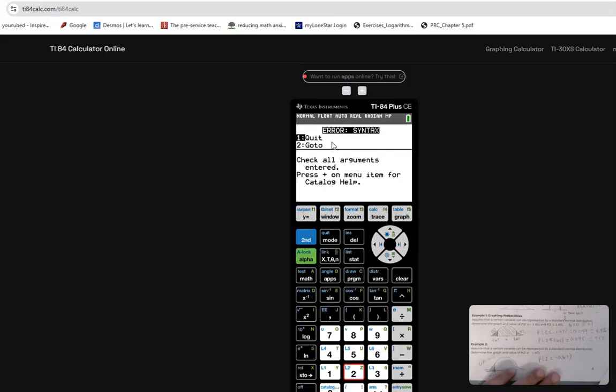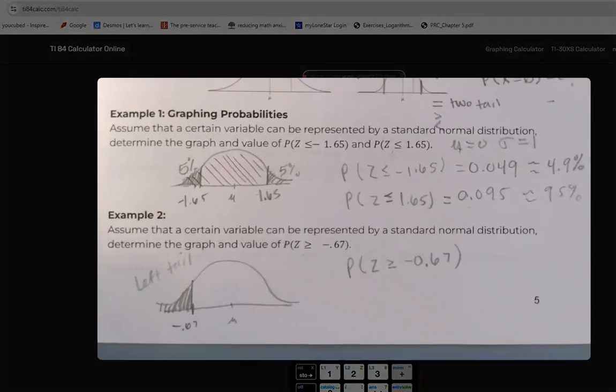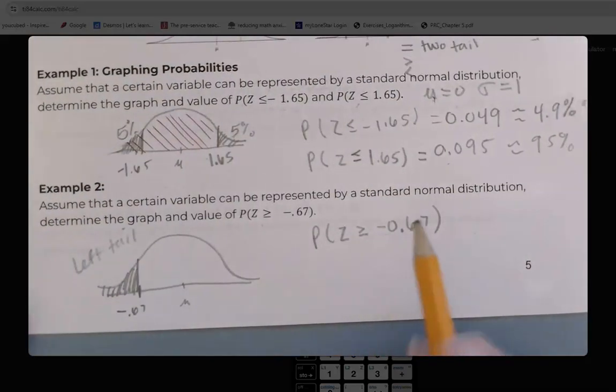And of course, let's see what happened. It doesn't like my negative 0.67. Oh, because I used a minus sign. I'm a mess. I just changed that to the negative down here at the bottom, and I'm going to hit enter again. There we go. So notice that I didn't answer the question correctly yet. I found the area below negative 0.67. If we go look at my problem again, I want z greater than negative 0.67.